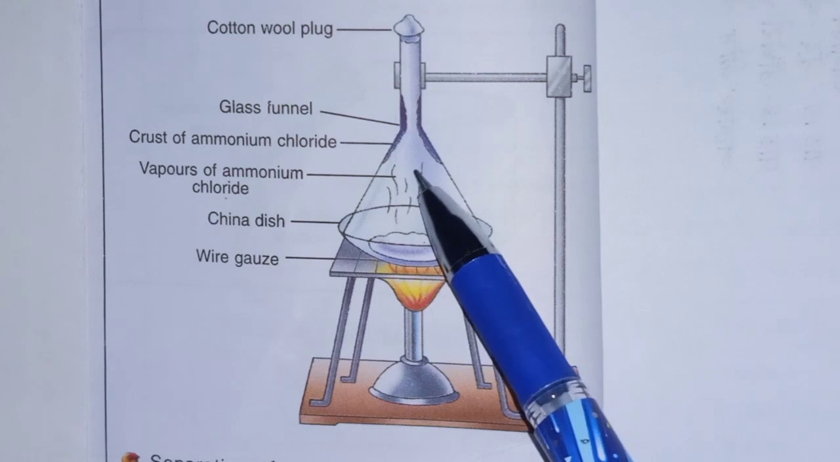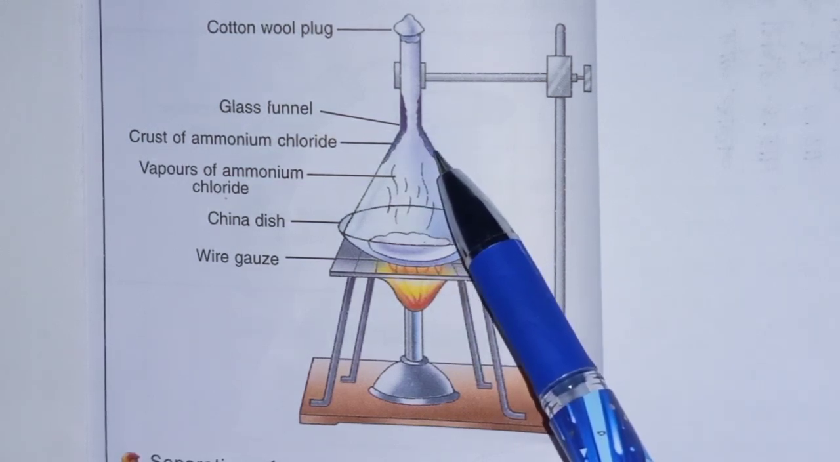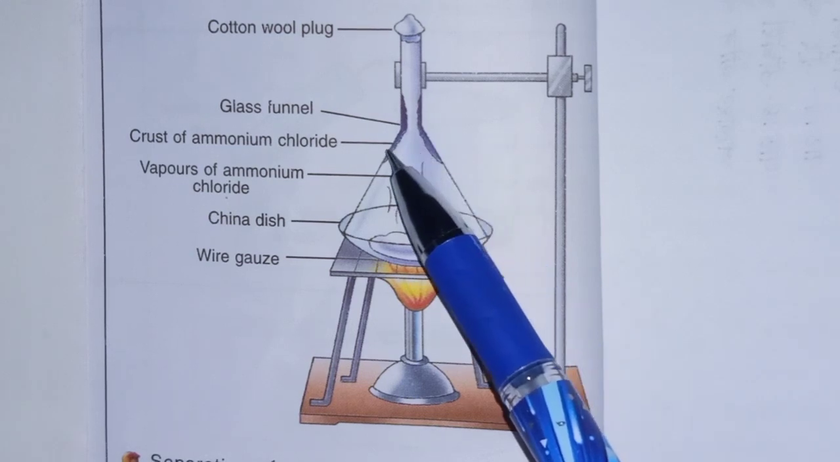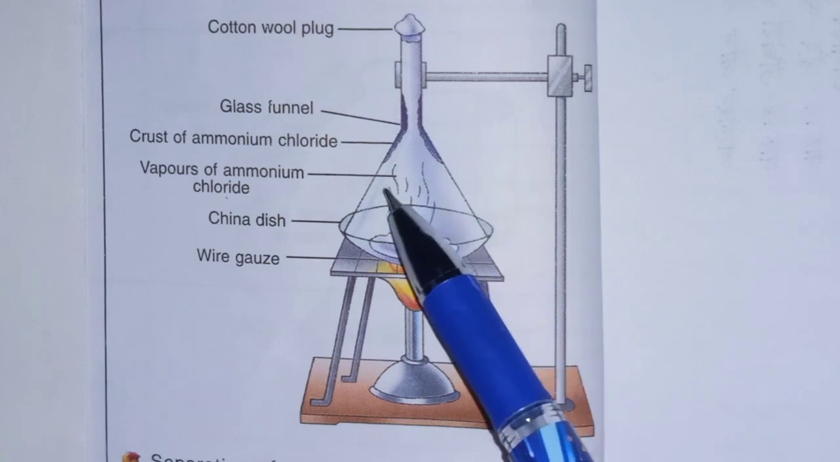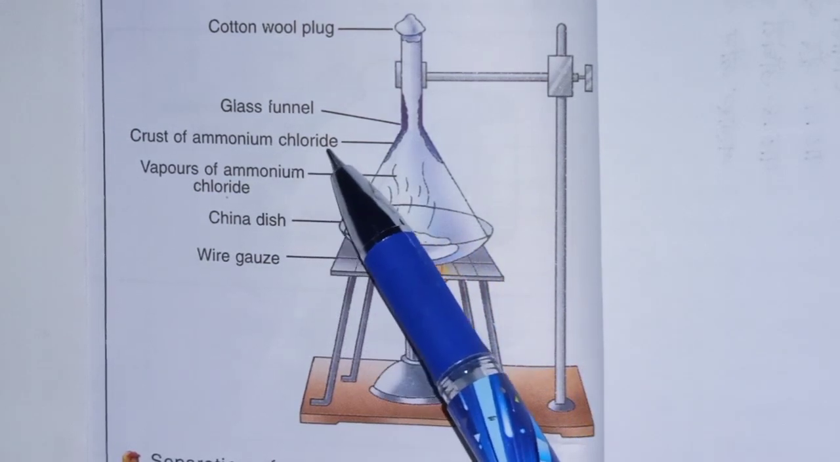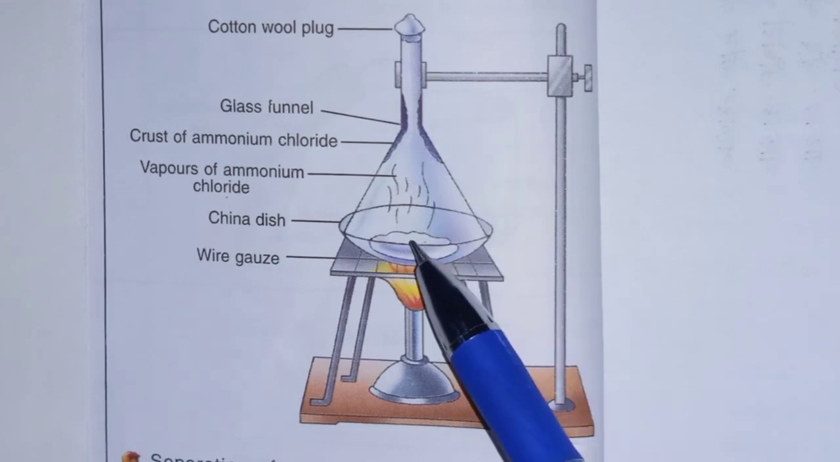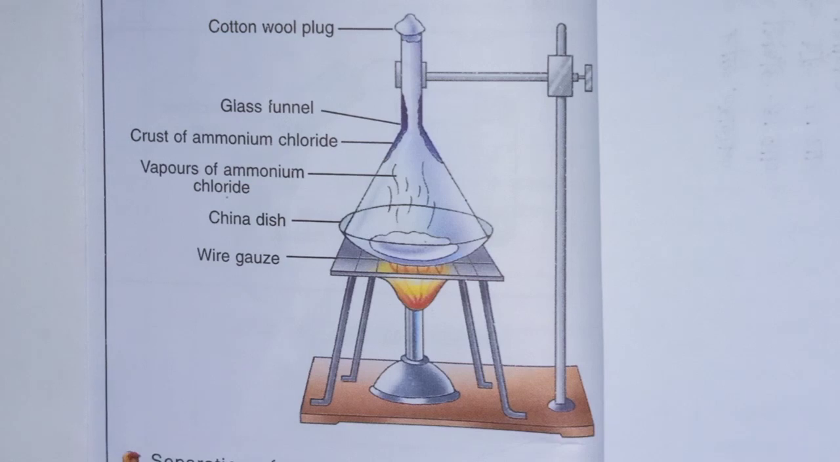Now when this vapor comes in contact with this inverted funnel, which is not that hot, it will get deposited over the funnel, and on cooling it will again form ammonium chloride. So again, what is happening here is that it is getting back into the solid state.